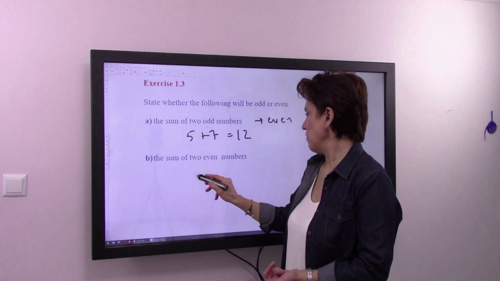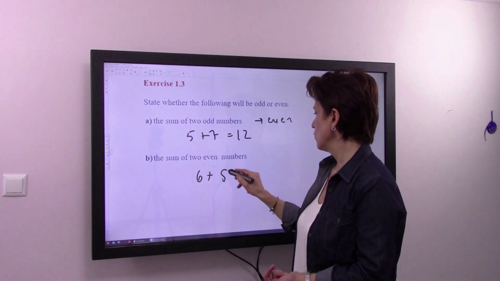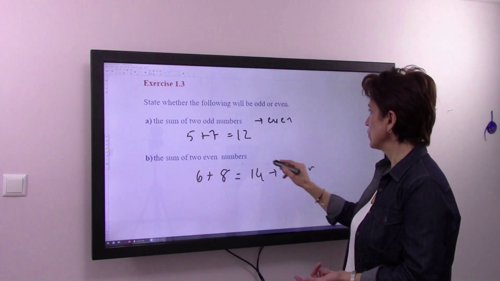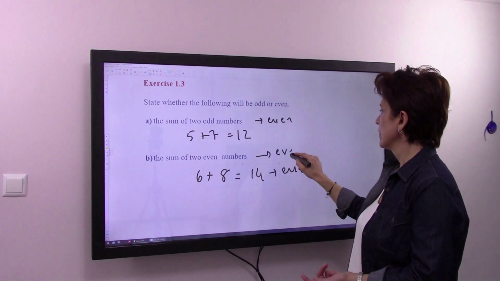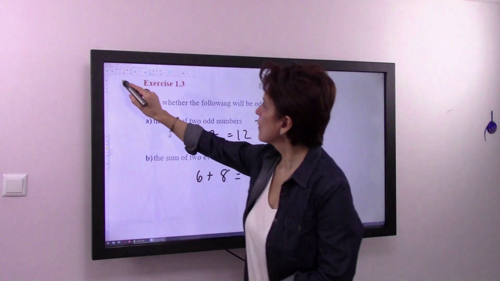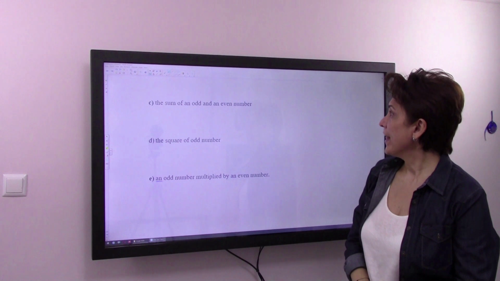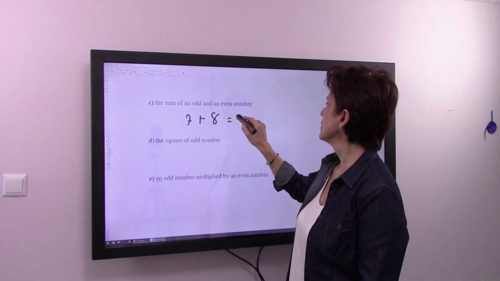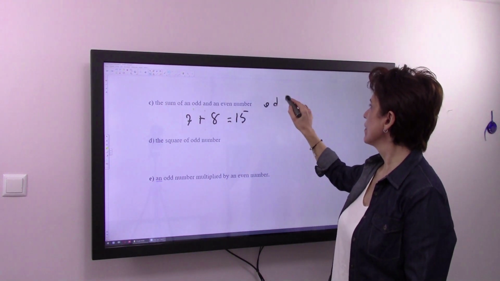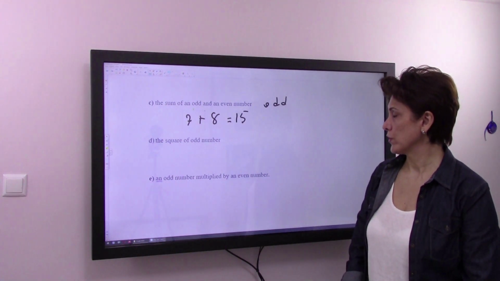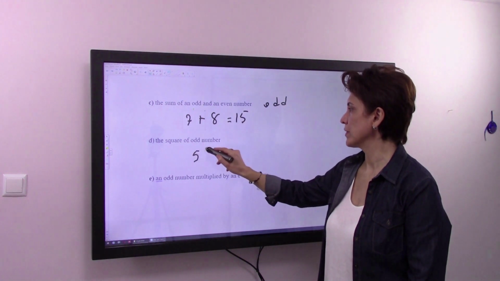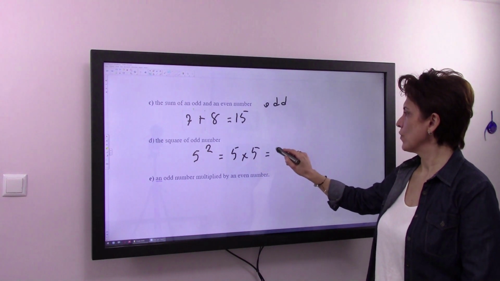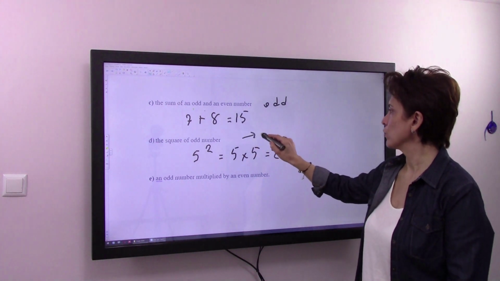Sum of two even numbers. For example, 6 and 8. What is it? 14. 14 is even. So you can say even. Got it? And next one. The sum of odd and even number. 7 and 8, which is 15. 15 is odd number. Square of odd number. For example, 5 is odd number. If you take square, 5 times 5, which is 25. What is it? Again odd.